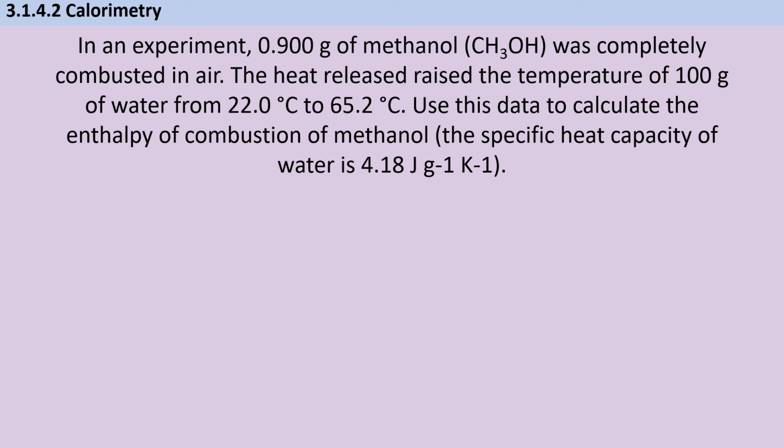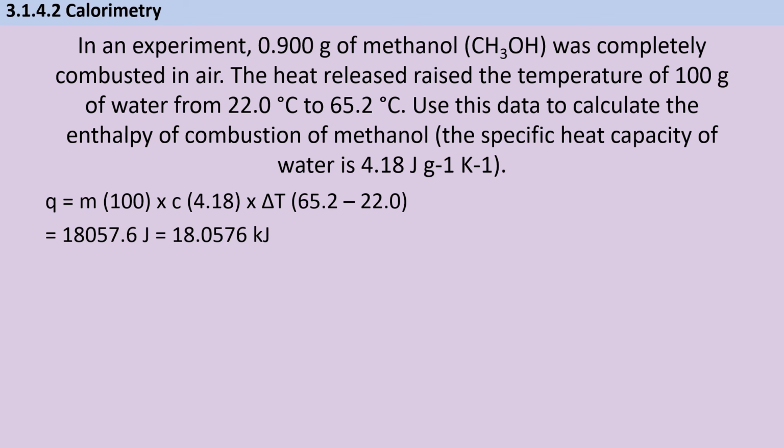Hopefully you remember that the equation that you need at the start is Q = mcΔT, where m is the mass of the water that's been heated, so here it's 100 grams, c is given in the question, and ΔT is going to be 65.2 minus 22, so that will be 43.2. If you put all that together, then you should get a value for Q of 18,057.6 joules, which we then need to convert to kilojoules by dividing by 1,000.